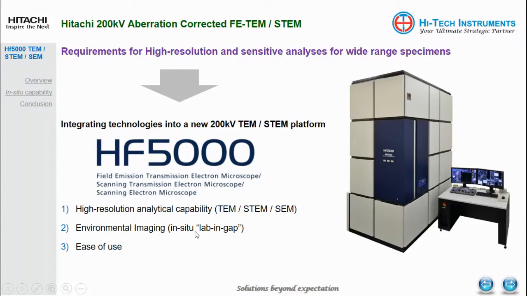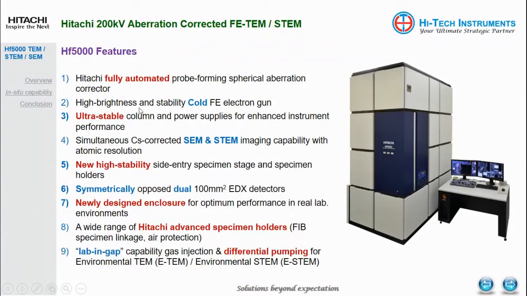So this is an in situ lab in gap, and it's actually designed with the ease of use. And this one is actually for the stability of the system itself. So a little bit of introduction is this one. It comes with the Hitachi fully automated probe-forming spherical aberration corrector for the atomic resolution imaging, and it has the high brightness and stability cold FE electron gun, and ultra stable column, and power supplies for management, and it can do simultaneous CS corrected SEM and STEM imaging capability with atomic resolution.